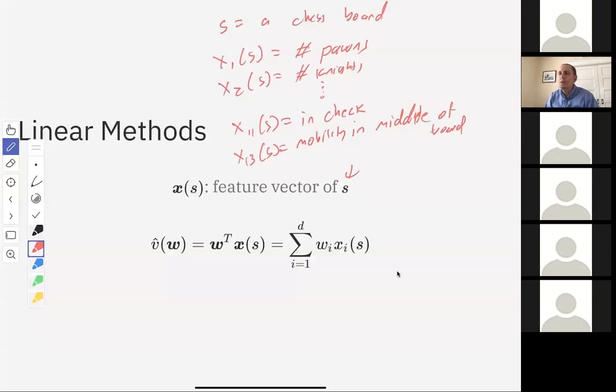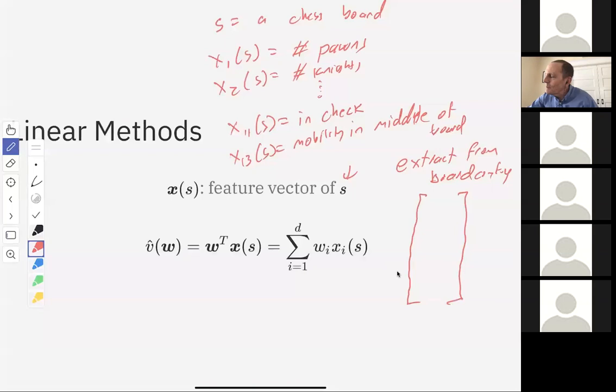But these are feature vectors. So we are going to extract from a board configuration a set of features. We might keep track of the number of pawns for white and the number of knights for white, and whether white is in check. And we might have the same thing for black and so on. So we might have 0, 5, 1, 3, 8. That's a particular configuration.